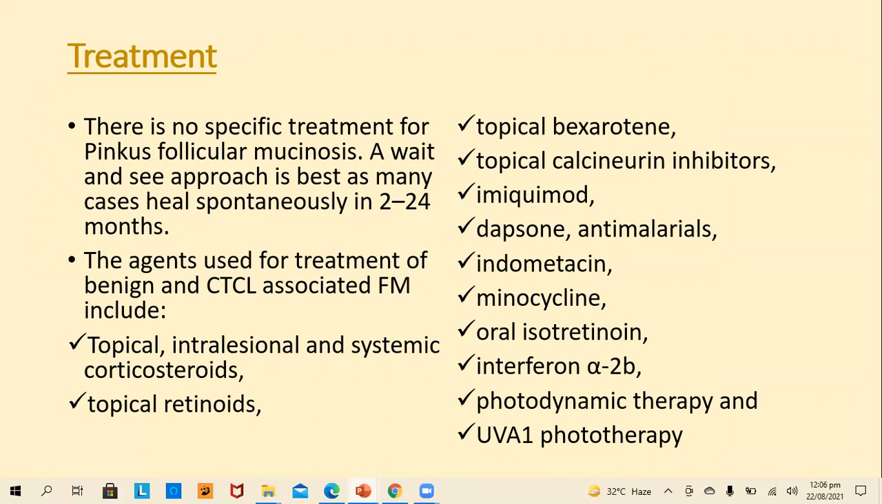The agents used for treatment of benign and CTCL-associated follicular mucinosis include topical, intralesional or systemic corticosteroids, topical retinoid, topical bexarotene, topical calcineurin inhibitor, imiquimod, dapsone, antimalarial, indomethacin, minocycline, oral isotretinoin, phototherapy, UVA1 phototherapy, and photodynamic therapy.